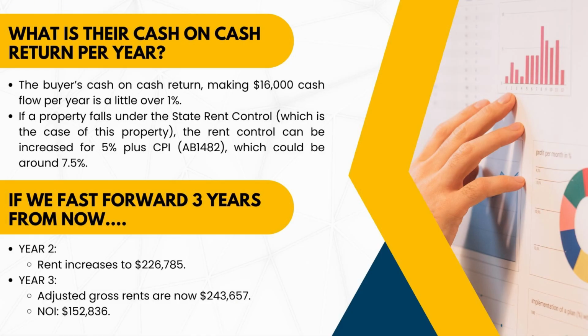If we fast forward 3 years from now, this person bought this property, again, cash on cash, a little over 1%, nothing to write home about, as I mentioned. 3 years from now, considering year 2, the rents increase to $226,784. You got to go back to the previous video to understand that. And then year 3, the adjusted gross rents are now $243,657. Okay, let's suppose that the operating expenses stay relatively the same. It's good management. Now the NOI, year 3, we're looking at 152,836. Okay, I don't expect you to really catch on to these numbers just yet.